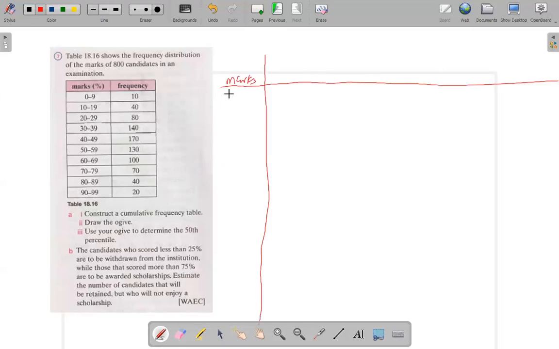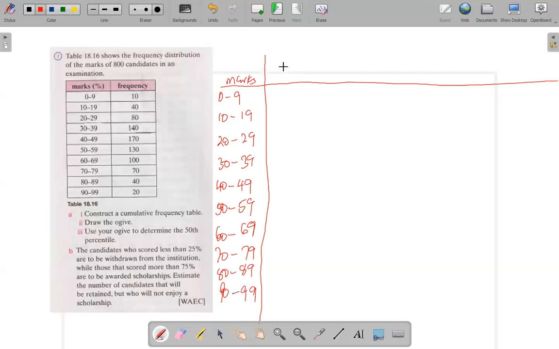For the marks, I have 0 to 9, 10 to 19, 20 to 29, 30 to 39, 40 to 49, 50 to 59, 60 to 69, 70 to 79, 80 to 89, and 90 to 99.